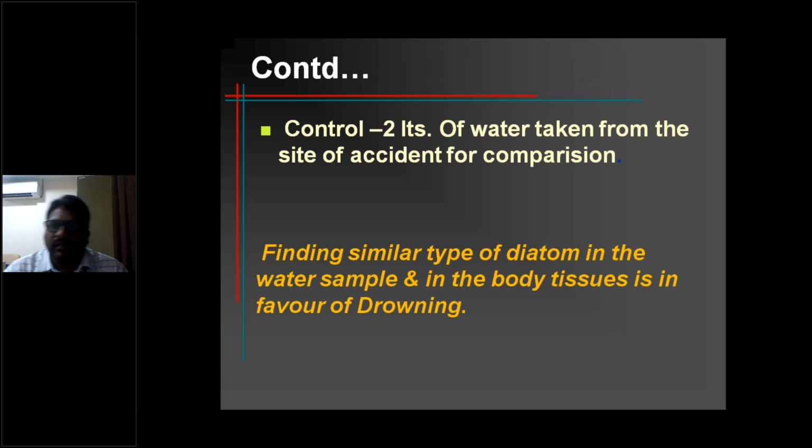So you can observe under the microscope which types of diatoms are present. For the control, you have to take 2 liters of water from the site of accident, that means the water from that pond, to compare. Finding similar types of diatoms in the water sample and in the body tissues is seen in favor of drowning. So that is the importance of the diatoms.